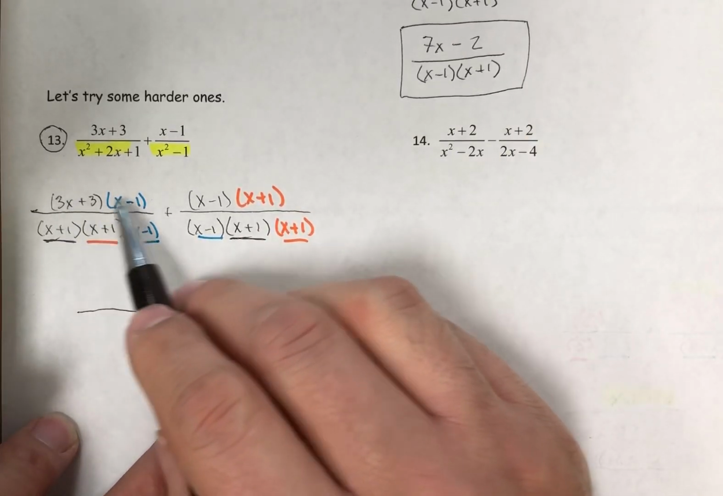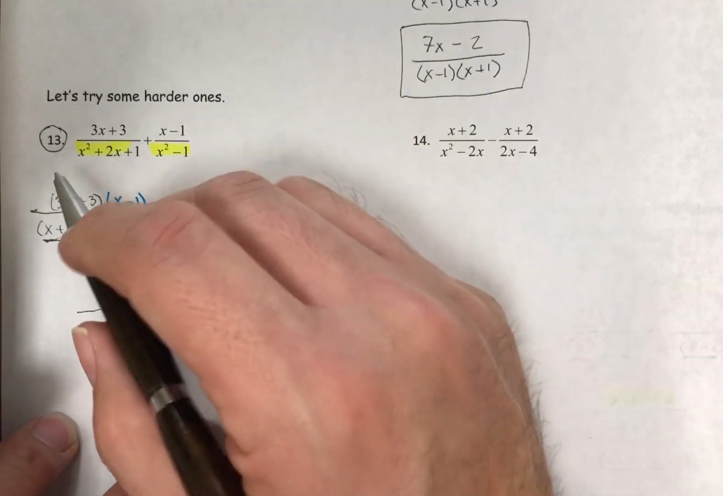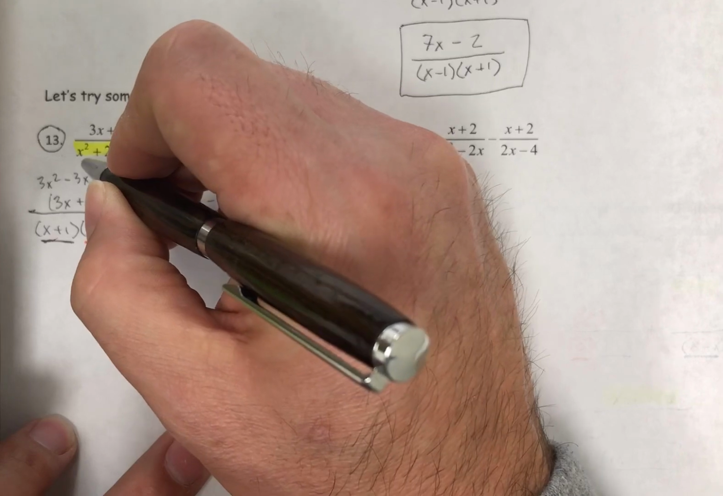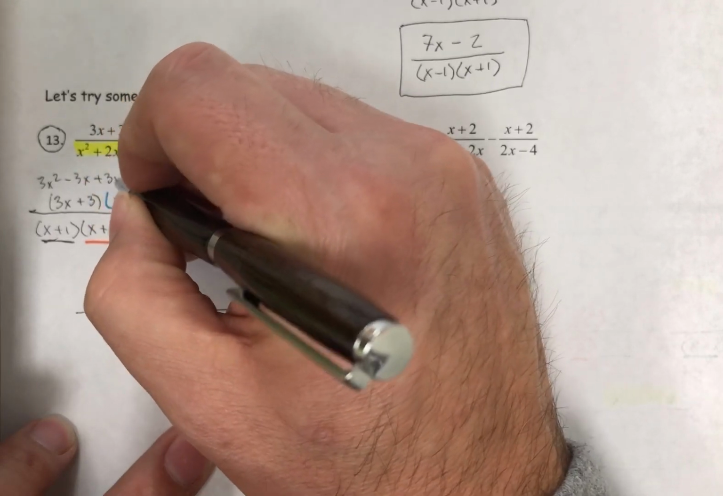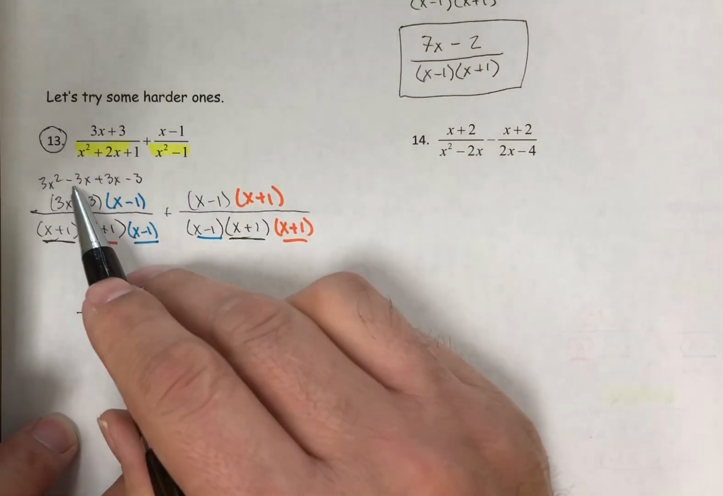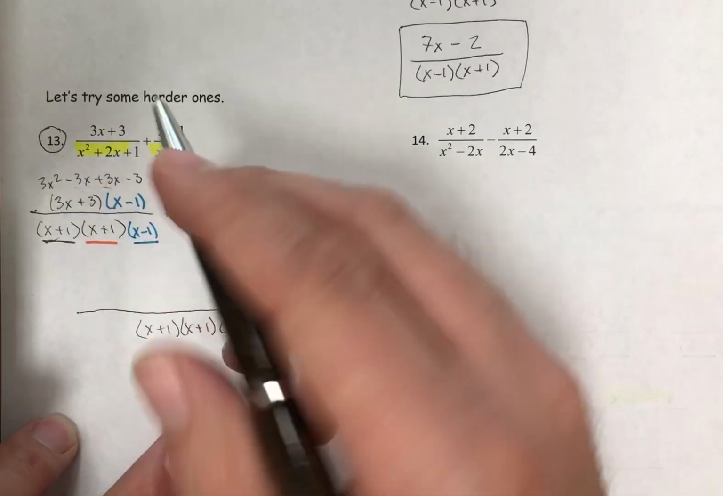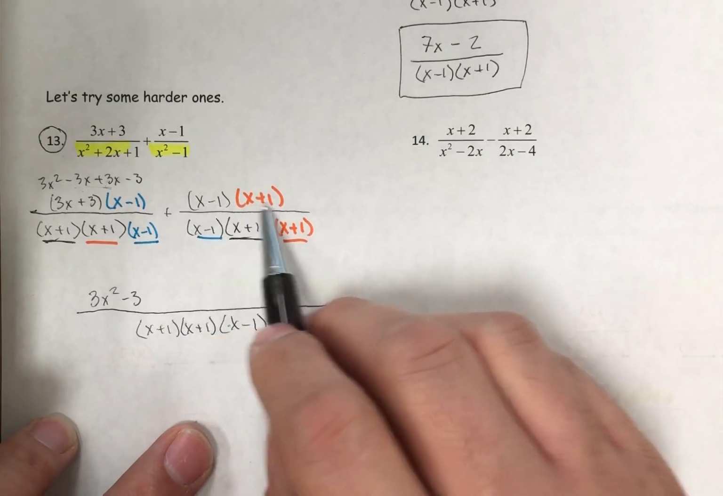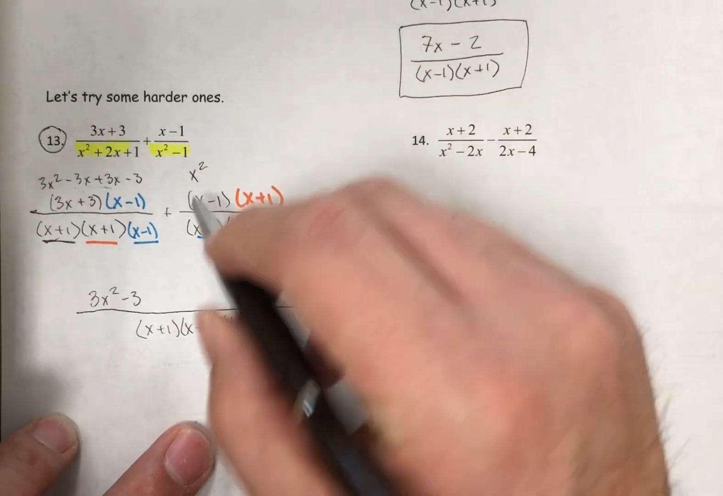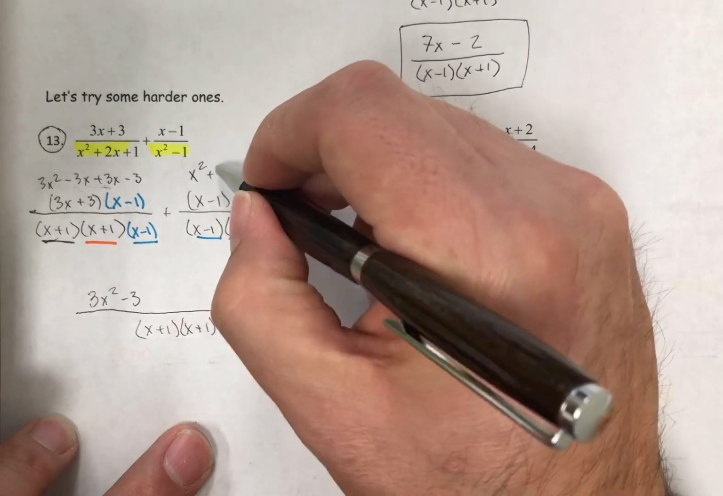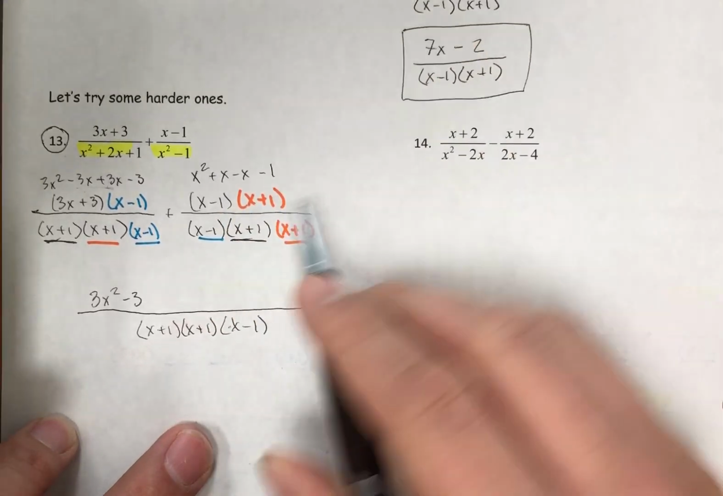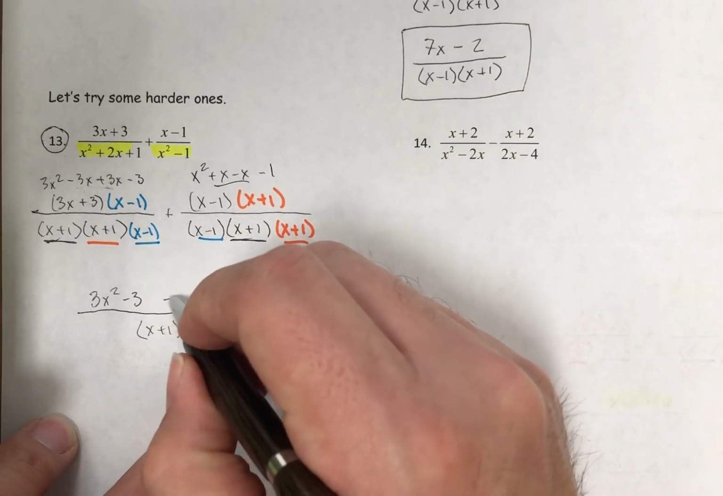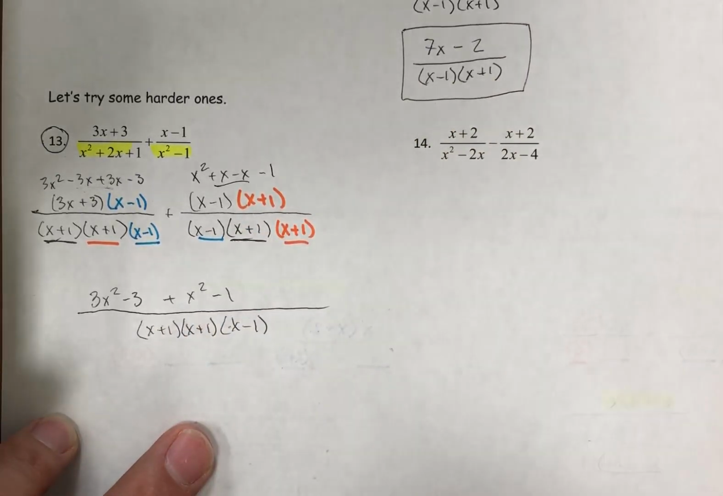I go ahead and FOIL this out right here. This becomes 3x squared minus 3x plus 3x minus 3. When I combine the two middle terms, they cancel, so I'm left with 3x squared minus 3. And then I do the same thing over here. X times x is x squared plus x minus 1. When I FOIL out, these two cancel again, so I'm left with plus x squared minus 1.